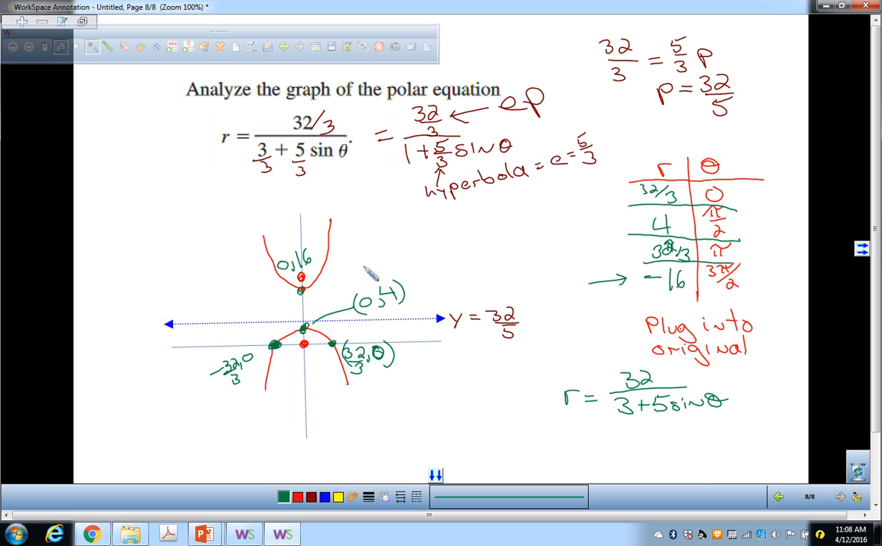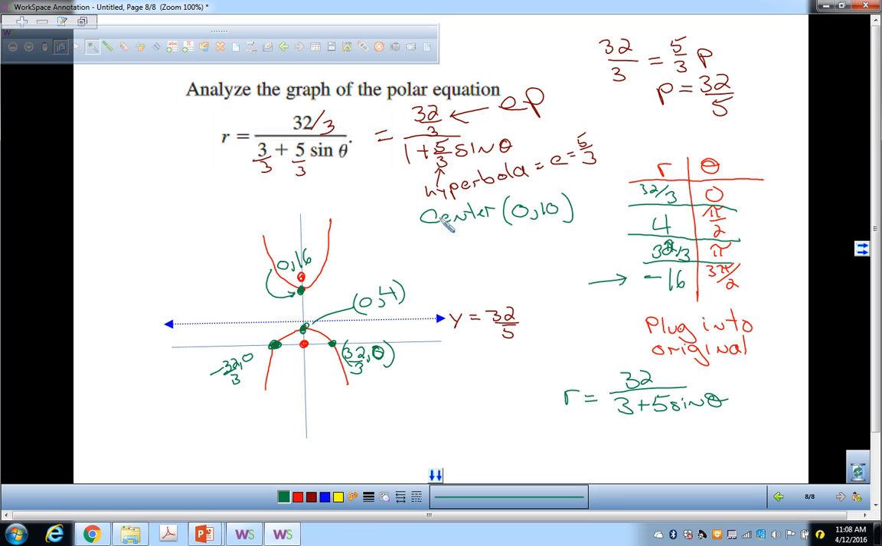Where's the center? Who can tell me where the center is? If one vertex is here at 0, 16, and this is 0, 4, what's halfway between 16 and 4? 0, 10. So the center is going to be at 0, comma 10.